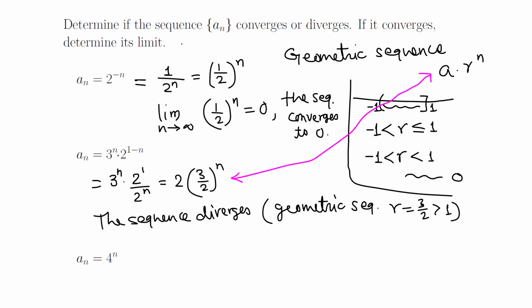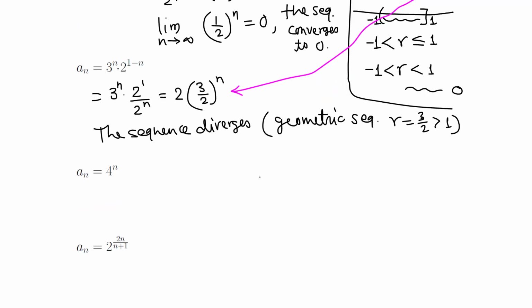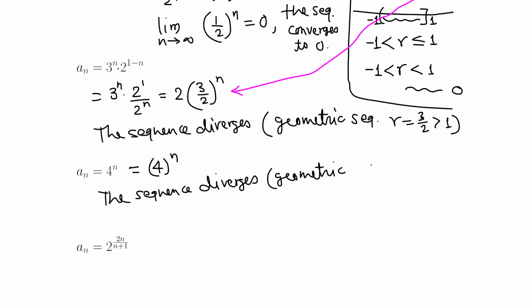Okay, now the third part is 4 raised to n. This is like r raised to n, like part 1. You can put it in this way: a times r raised to n, where a is 1. It is a geometric sequence with common ratio 4, which is bigger than 1, so the sequence diverges. Again, it's a geometric sequence with r equals 4, bigger than 1.